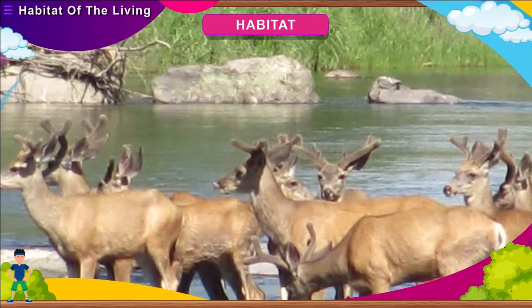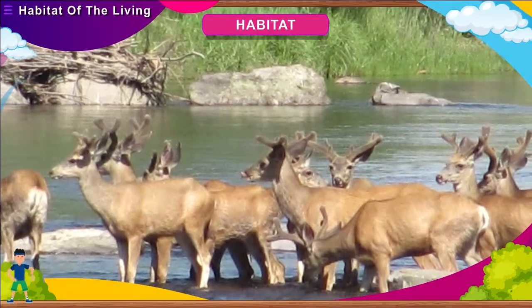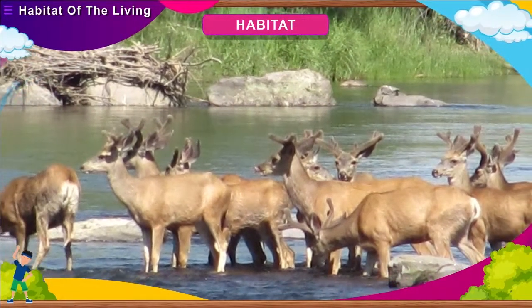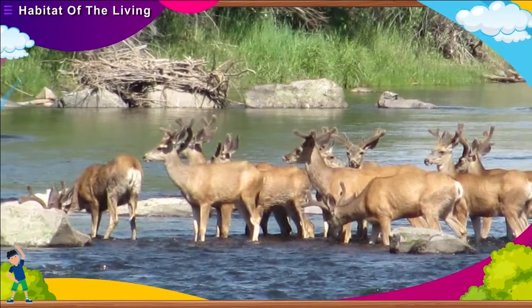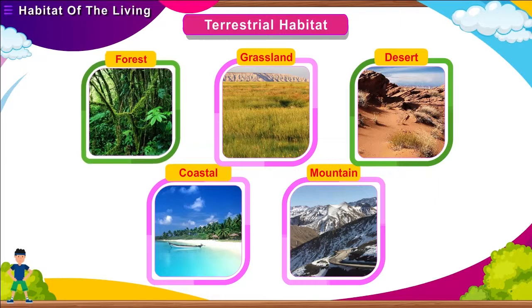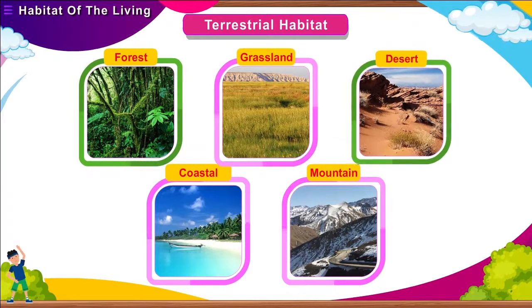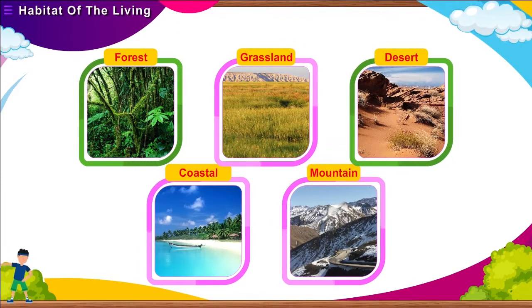Habitat. A place where an organism lives in nature is the natural dwelling area of an organism called the habitat. There are 2 major types of habitats. Terrestrial habitat. This includes habitat of all living organisms which live and propagate on land. Some examples of terrestrial habitat are forests, grasslands, deserts, coastal and mountain regions.